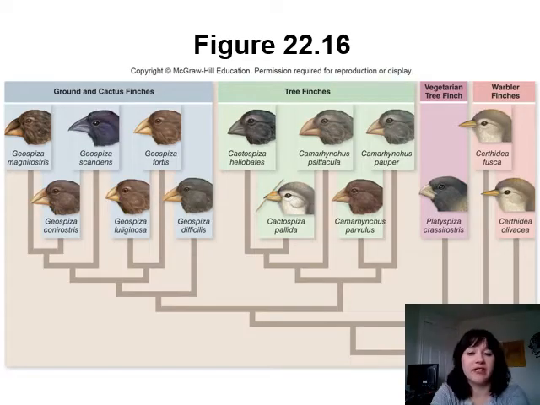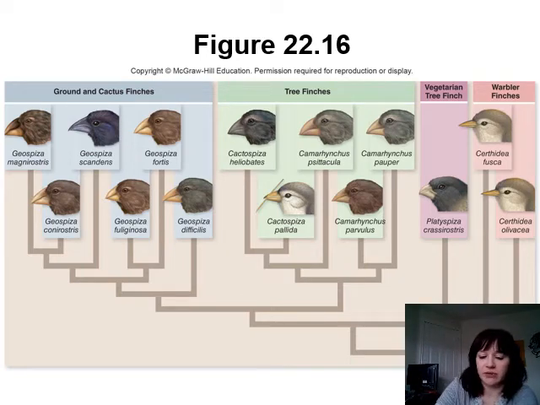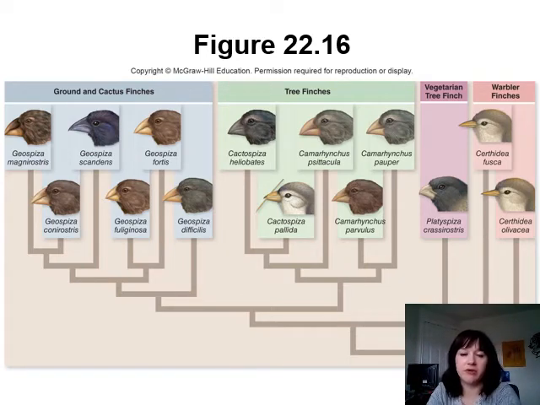So again, we can see this example. We've got ground and cactus finches, tree finches, vegetarian tree finches, and warbler finches. And these different families have different characteristics. So some of them have smaller, narrow beaks. Some of them maybe are a bit bigger, right? Depending on the type of food they're eating and where they're being found.